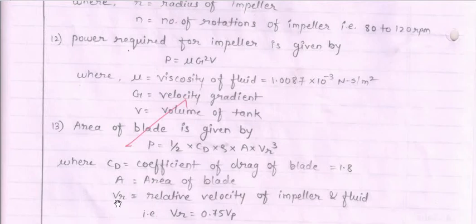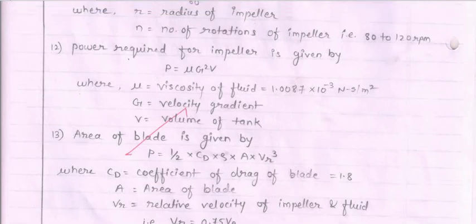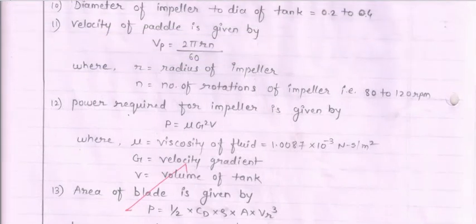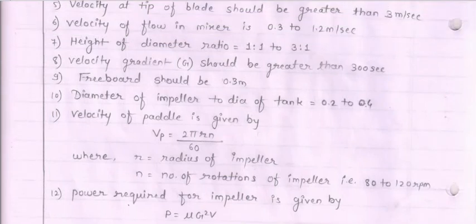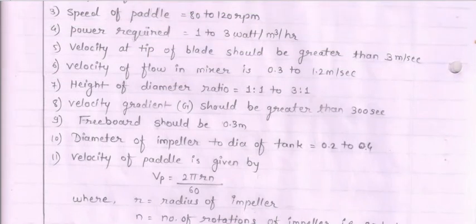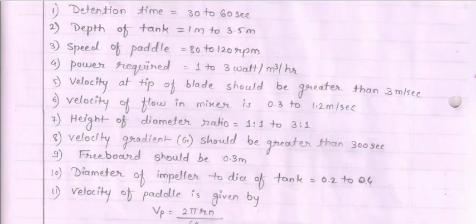Therefore it is given that the relative velocity of the fluid and impeller is 75% of the velocity of the paddle. Here are some design criteria given to us. I'm once again repeating, you have to keep it in your mind while designing any design, especially for a flash mixer. First of all, you have to understand that the detention time is only 30 to 60 seconds.